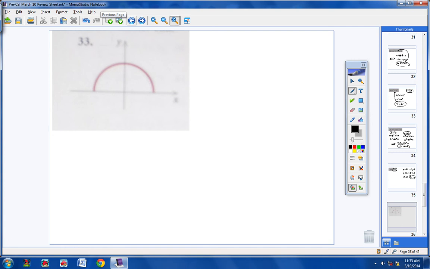33, 34, and 37 are all just looking at graphs, and we want to know whether it's even, odd, or neither. Now don't forget, even means we have y-axis symmetry. Odd means we have origin symmetry, okay? Well, we definitely have y-axis symmetry. If you were to fold this graph right on the y-axis, this graph right here would fall right on top of this graph. So yes to even.